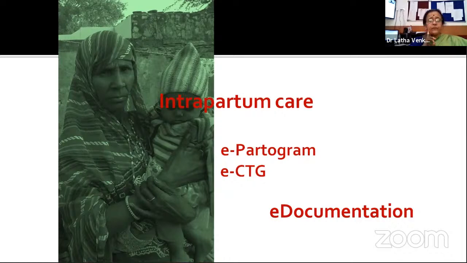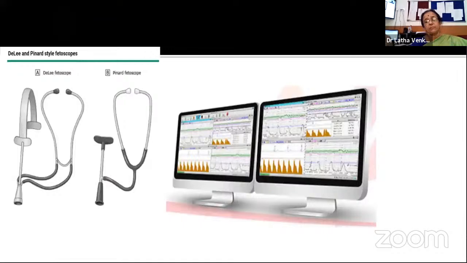I think technology is a great savior. We should use e-partogram, e-CTG, and turn on the mode to e-documentation. Since we are all falling in line with technology, especially with online or virtual consultation, virtual sessions, etc., I don't think we should fear e-documentation, that is e-partogram and e-CTG. It could be a centralized monitoring like this.